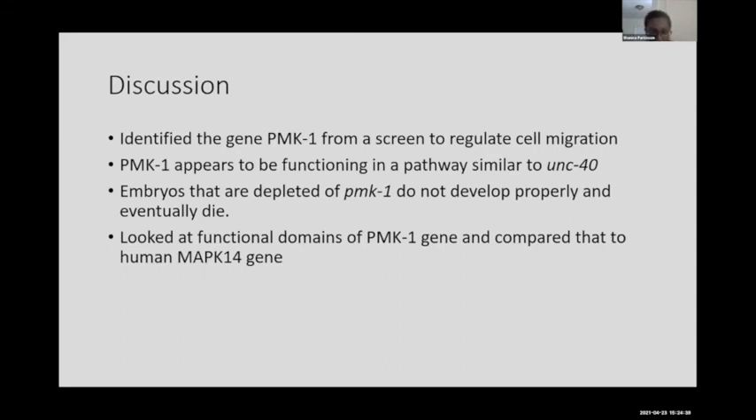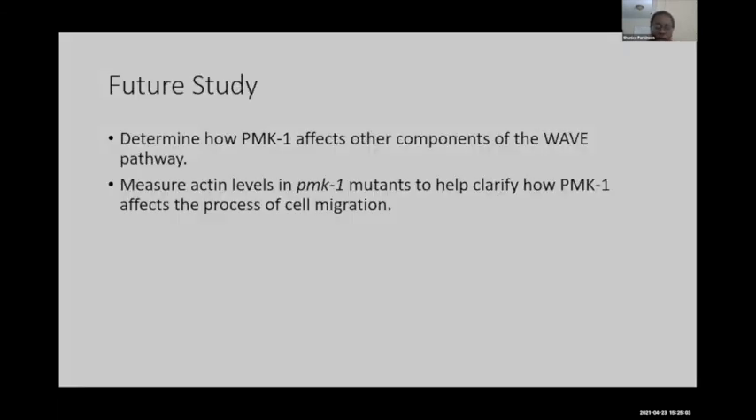And finally, we looked at functional domains of the PMK1 gene, and we compared it to the human MAPK14 gene. We found similar functions between those genes, and we hope to further investigate these similarities. Essentially, we want to determine how PMK1 affects other components of the wave pathway, and we want to measure actin levels in PMK1 mutants to further understand how PMK1 affects the process of cell migration. As I previously stated, actin recruitment is required for cell migration.